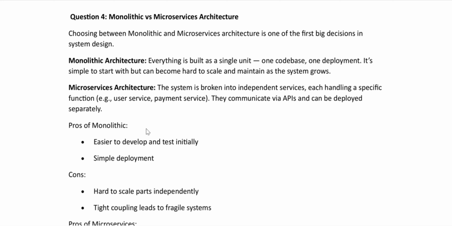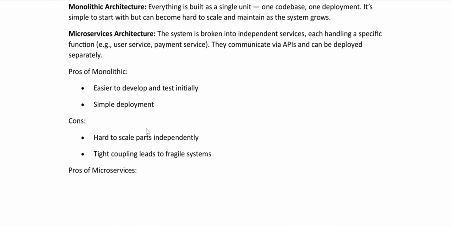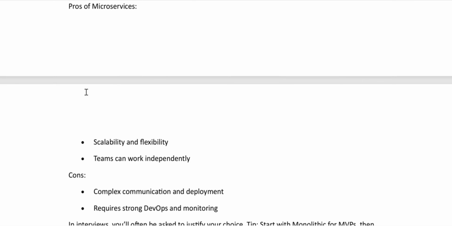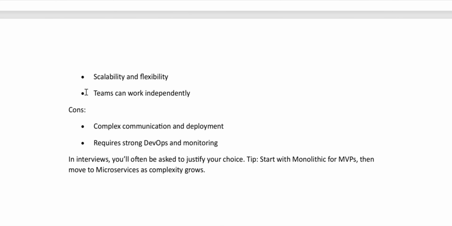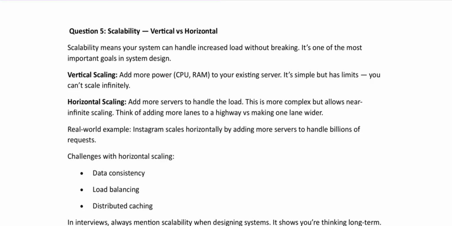Pros and cons of monolithic and microservices. Pros of monolithic: easier to develop and test initially, simple deployment. Cons: hard to scale parts independently, and tight coupling leads to a fragile system. Pros and cons of the microservice architecture. Pros: scalability and flexibility, and teams can work independently on their modules. Cons are complex communication and deployment, and it requires strong DevOps and monitoring. Moving to the next question.